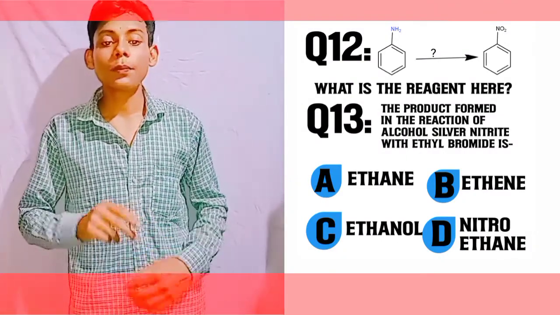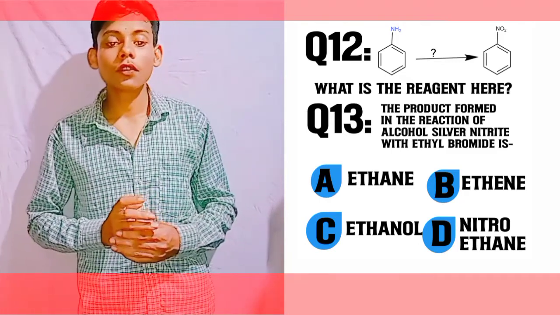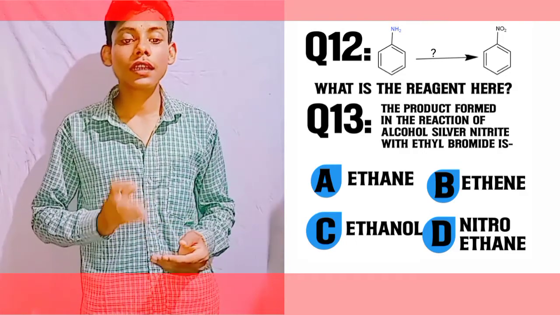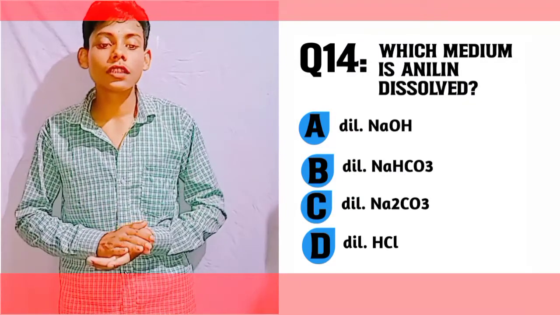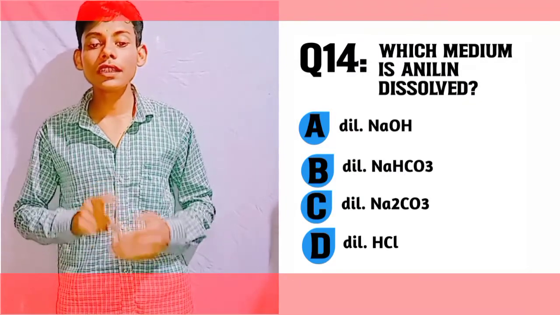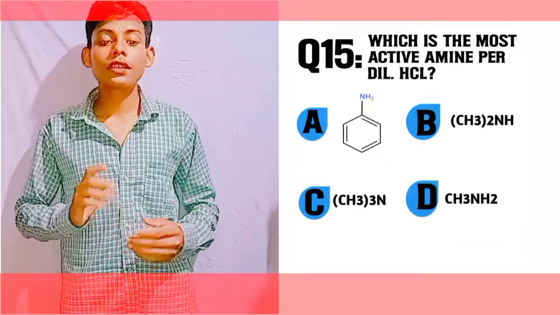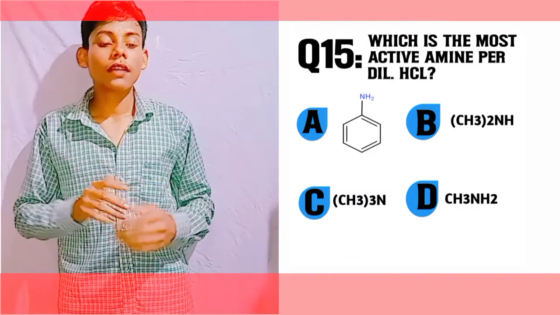Next question, what is the product formed in the reaction of alcoholic silver nitrite with ethyl bromide? Next question, in which medium is aniline dissolved? Next question, which is the most active amine with dilute HCl?